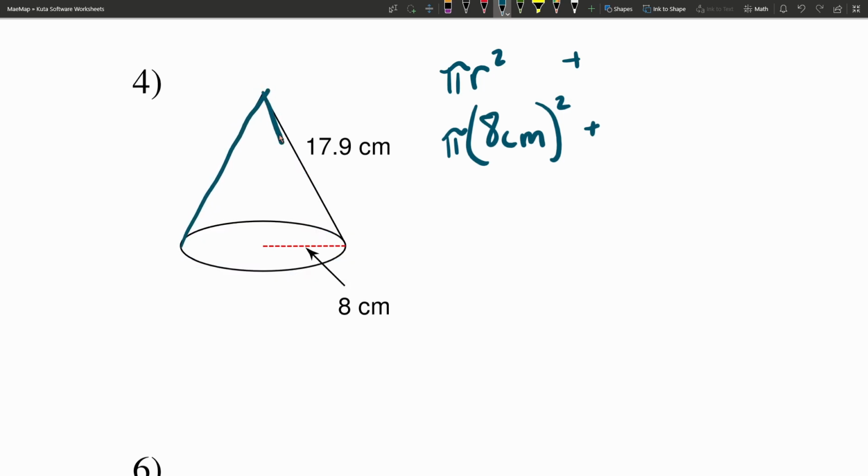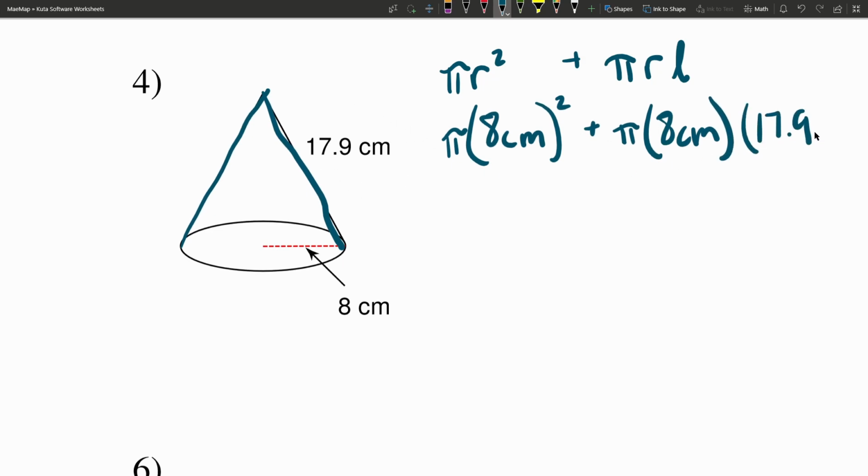The rest of the area of that cone is computed by pi times r times L, where r is still our radius, but L is that slant length which is given to us as 17.9 centimeters. So entering that in, we're going to have pi times 8 centimeters times our slant length L of 17.9 centimeters. So again, the area of our base, which is a circle, is pi r squared, plus the area of the rest of our cone, which is pi times r times that slant length L.